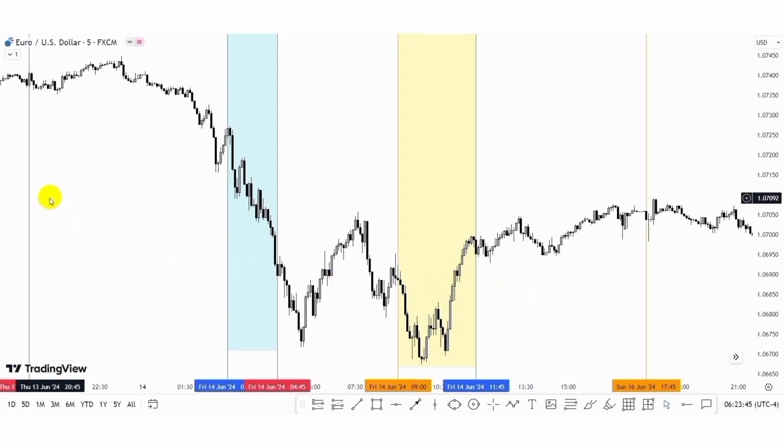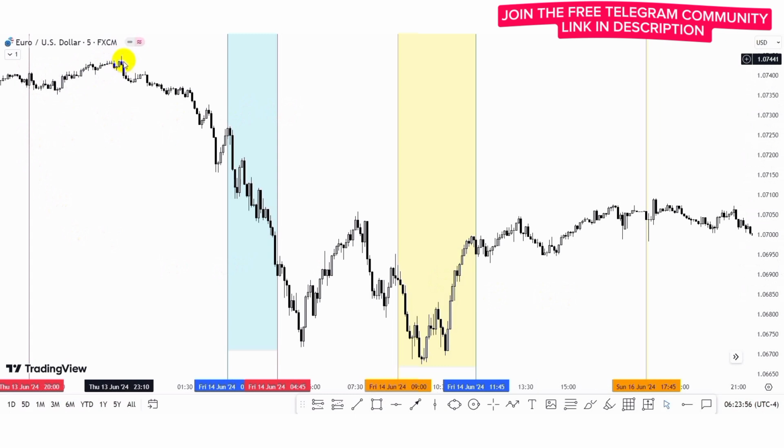So now you can see here, we actually have the Asian session, which was ranging. It pushed to the outside and took out this liquidity. Then the Asian session fell to the downside and took out this swing low.